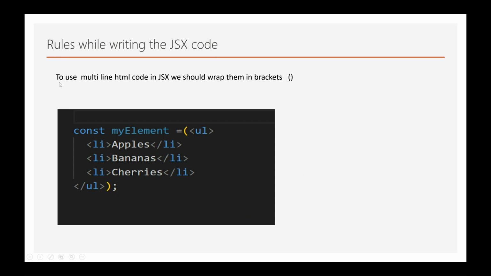First rule. To use multi-line HTML code in JSX, we should wrap them in brackets. Example, here we have wrapped whole HTML code in between brackets.